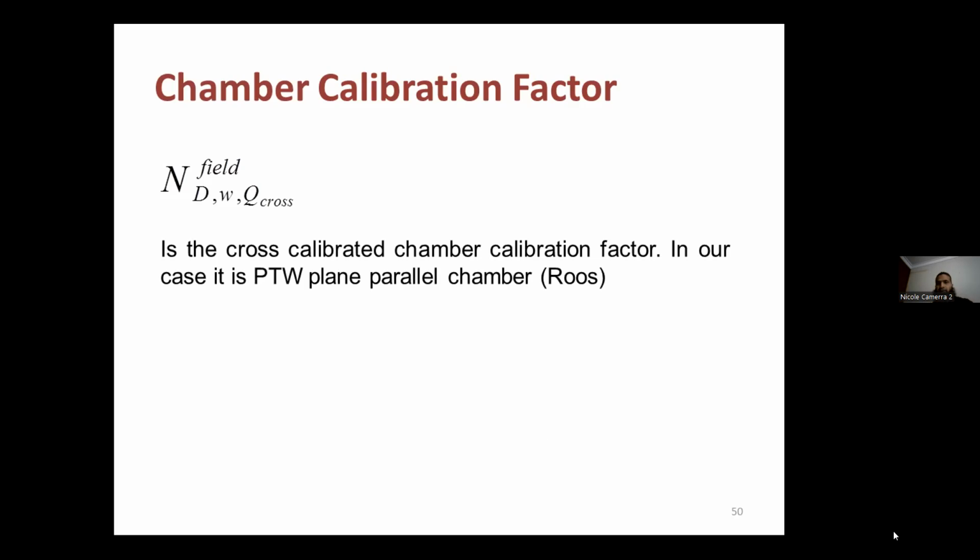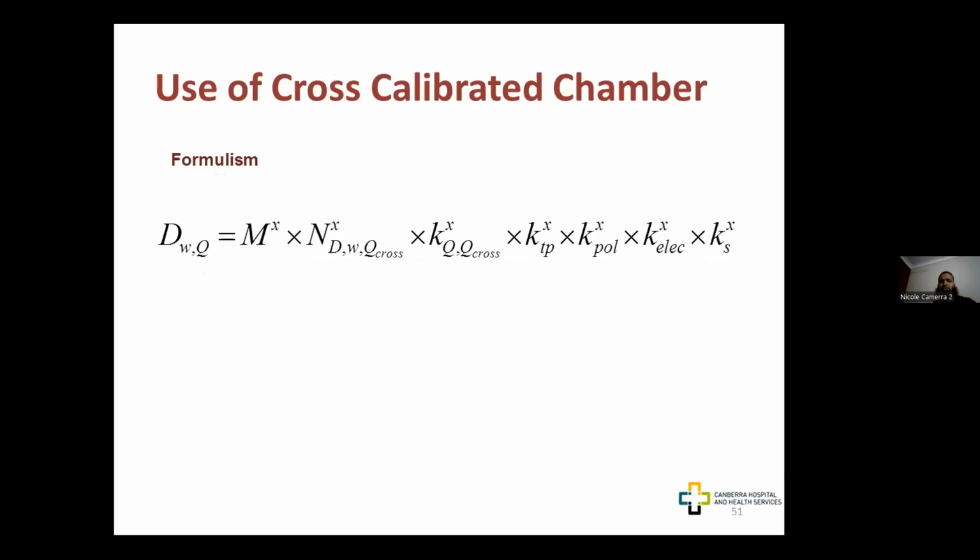So then you get your NDWQ cross, which is cross calibrated with the Farmer chamber. So your Roos is cross calibrated with the Farmer chamber. You get your NDWQ cross. So this is the basic formula. You get your dose.